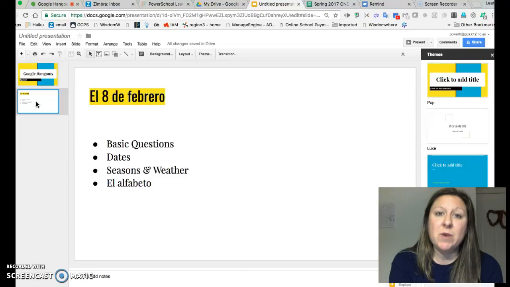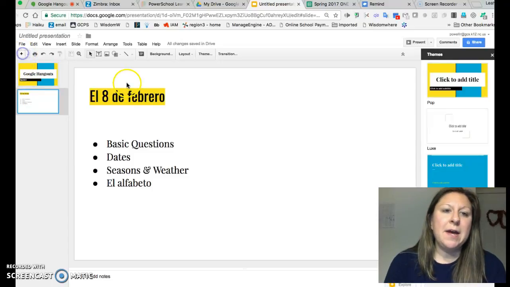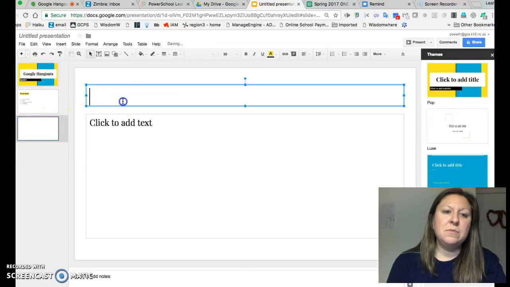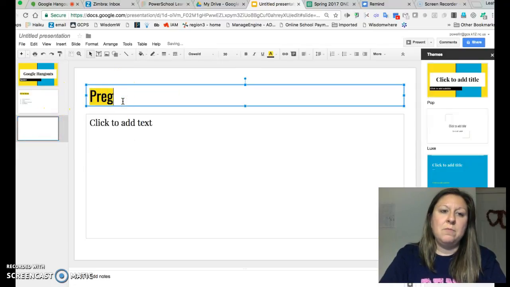We talked about the introductory questions and how to practice with those. We also talked about how to form dates in Spanish. We talked about the seasons and the weather, which is coming up in this unit 2. And we also touched very quickly on el alfabeto, or the alphabet. So I'm going to start by talking about those basic questions, or preguntas.